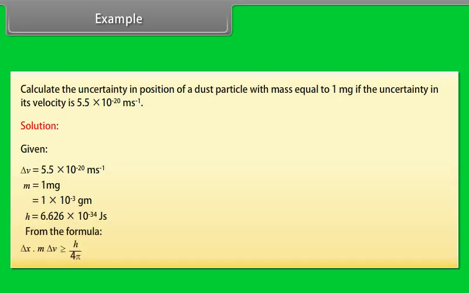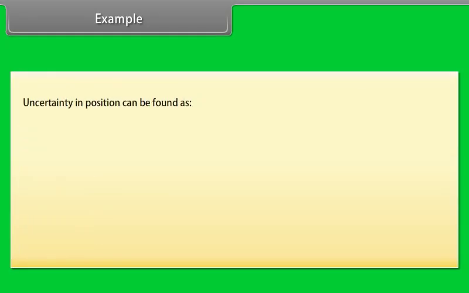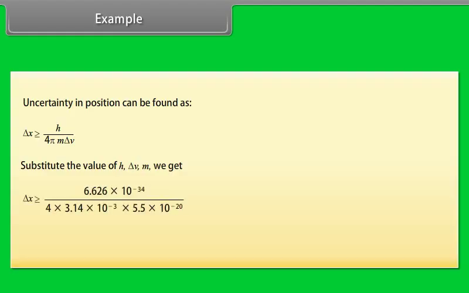From the formula, delta x into m delta v greater than or equal to h upon 4 pi. Uncertainty in position can be found as delta x greater than or equal to h upon 4 pi m delta v. Substituting the values of h, delta v and m, we get delta x greater than or equal to 6.626 into 10 raised to the power minus 34 divided by 4 into 3.14 into 10 raised to the power minus 3 into 5.5 into 10 raised to the power minus 20. Delta x greater than or equal to 9.59 into 10 raised to the power minus 13 meter.